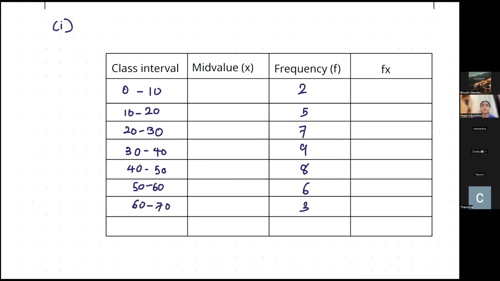For the mid value column, what is the mid value here? Quickly tell. 5, 15, 25, 35, 45, 55, and 65.